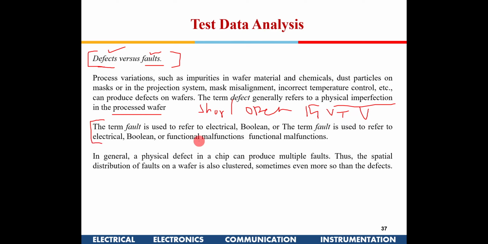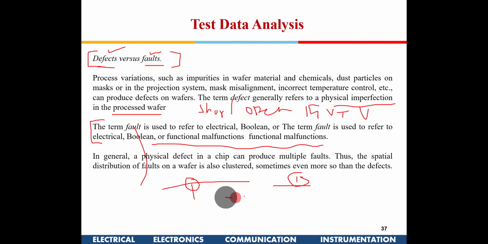Fault is a Boolean malfunction. Like a stuck-at-zero fault, that means this particular net is permanently stuck at zero. Or a stuck-at-one fault, that means this particular net continuously has VDD available there. Another type is the bridging fault, that means there are two nets, but they have got shorted. So that is known as bridging faults. So these are the faults.